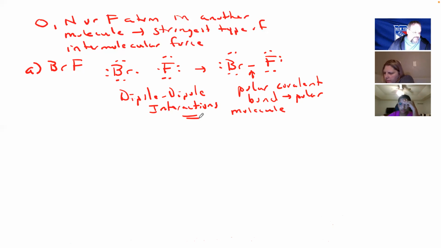Now for letter B, KCl, that's an ionic compound. So when you have an ionic compound, what you have between them is an ionic bond. That's the intermolecular force for an ionic compound. So that would be for letter B.